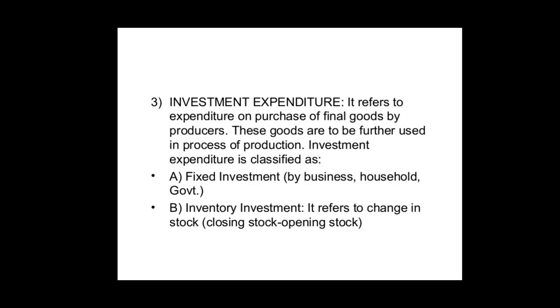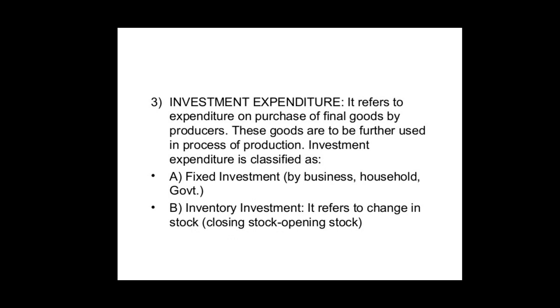Third component is the investment expenditure. Investment expenditure refers to the expenditure incurred by production units or business firms for raising the capital stock of the economy. Investment expenditure includes fixed investment, which is also known as gross fixed capital formation. This type of expenditure refers to the expenditure incurred on purchase of fixed assets, such as on the purchase of new plants, machinery, equipments, etc.